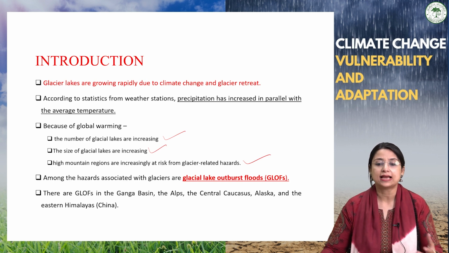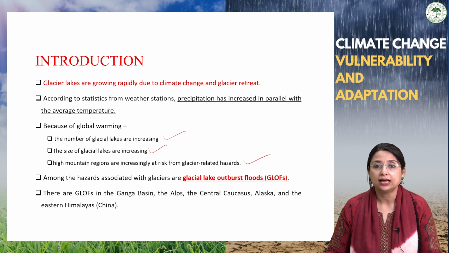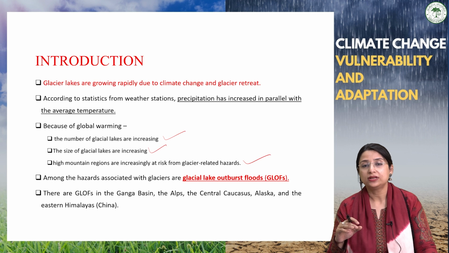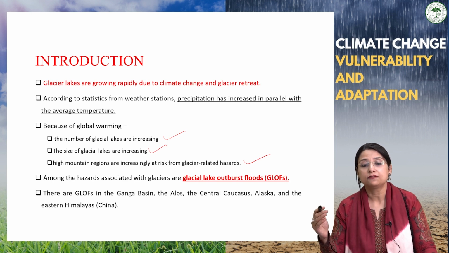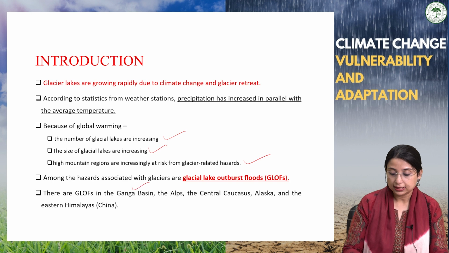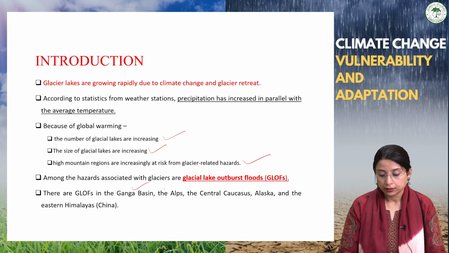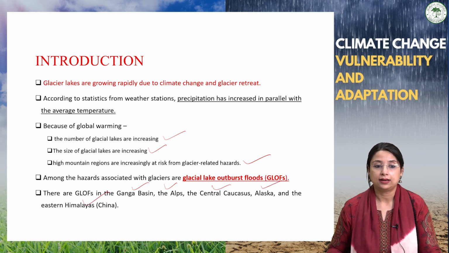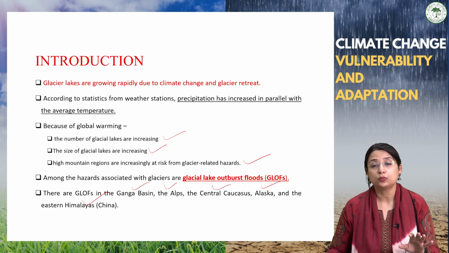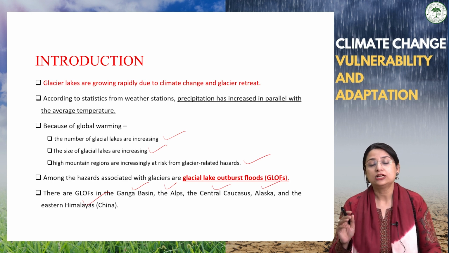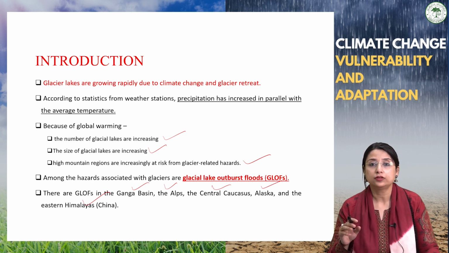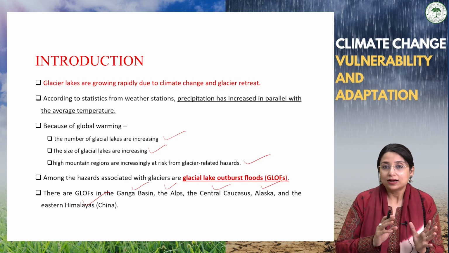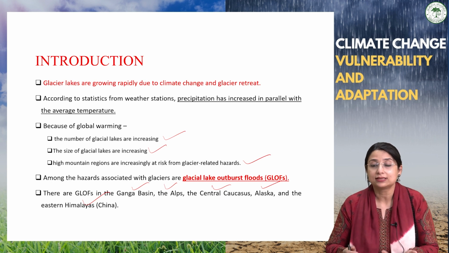Generally, in short form, it is abbreviated as GLOFs. We can give examples of GLOFs from different regions like the Ganga Basin, that is mainly from the Himalayan region, the Alps, the Central Caucasus, Alaska, and the Eastern Himalayas. Among the hazards associated with glaciers, glacial lake outburst flood is one of the most disastrous events, a type of hazard which leads to a severe disaster.